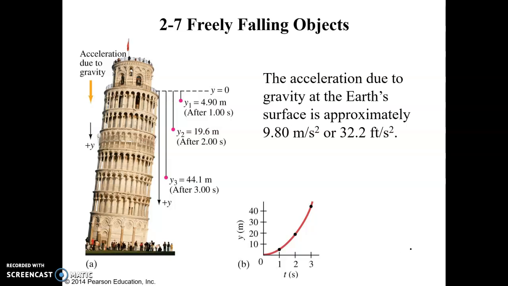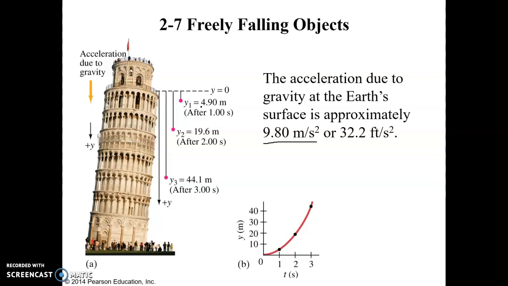Okay, so it turns out that the acceleration due to gravity, at least the value used in this textbook, is 9.80 meters per second squared. So that means if you were to go to the top of a tower and drop an object off of it, after 1 second, it would be falling at a rate of 9.80 meters per second.